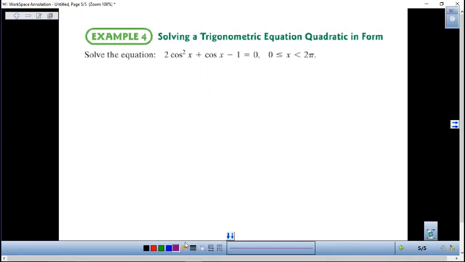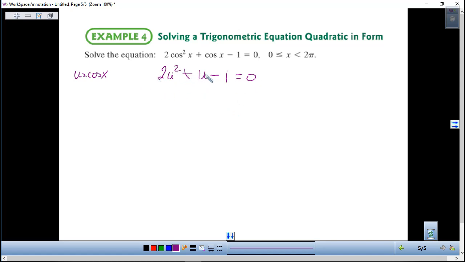Alright, so we've got 2 cosine squared x plus cosine x minus 1 equals 0. And we're looking for all solutions of x between 0 and 2 pi. So I'm going to rewrite this thing first. I'm just letting u equal cosine x. So cosine squared x is just cosine x squared, so that's u squared, plus cosine x, which is just u, minus 1 equals 0. Now I'm going to factor this.